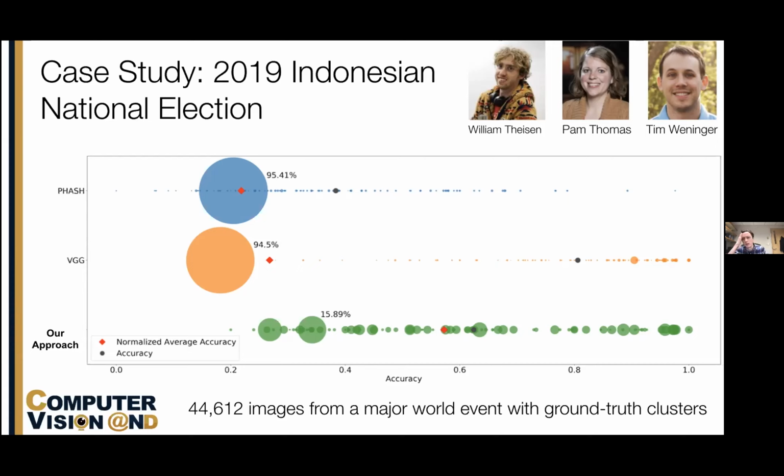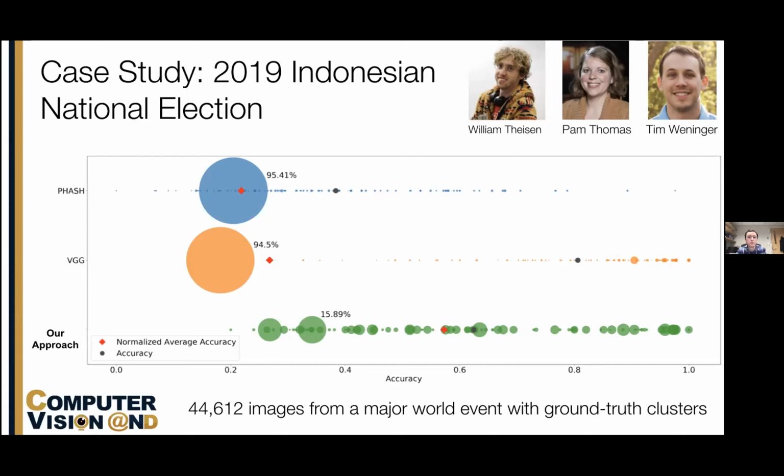This is work that was undertaken under a USAID-funded effort in election integrity. It was jointly done with Tim Weninger's lab at Notre Dame and his graduate student, Pam Thomas. What we found is that existing approaches like Google reverse image search are really good at finding duplicate and near-duplicate images, but struggle when you try to make more fine-grained distinctions. With our approach, we got more clusters that were smaller and of higher accuracy, which is really good.